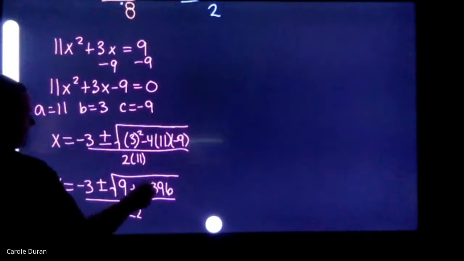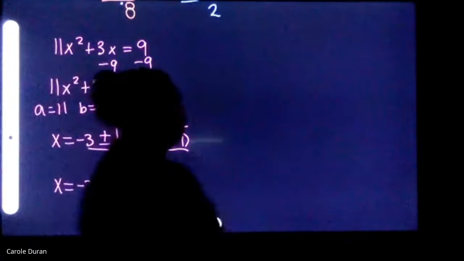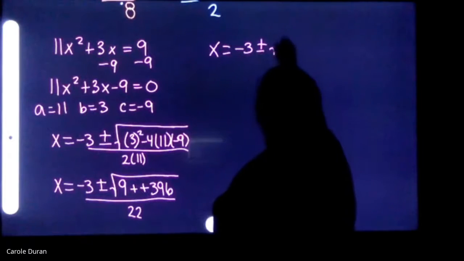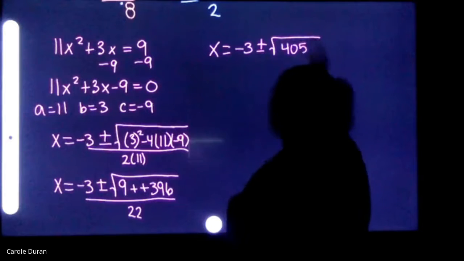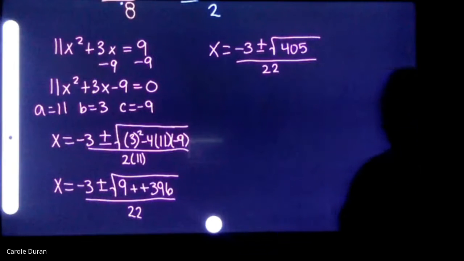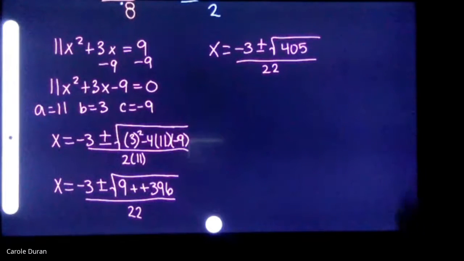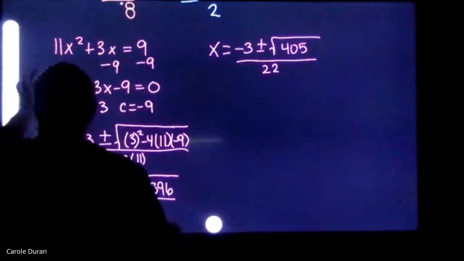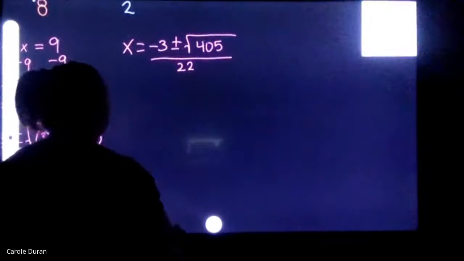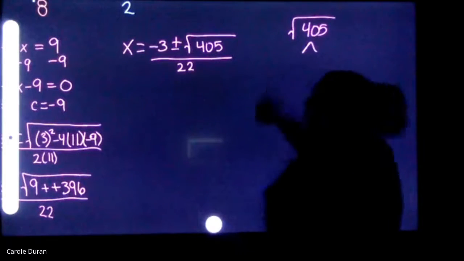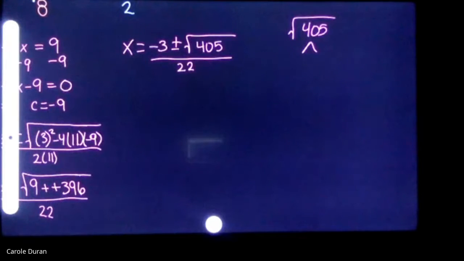A double negative becomes positive, which means I can go ahead and simplify what's inside that square root right now. When I do, I get x equals negative 3 plus or minus the square root of 405, because 9 plus 396 is 405, all over 22. Just like before, I need to see if I can simplify that radical 405. I go ahead and I do that work over here, just off to the side. 405 is not even, so I can't take a 2 out, so I need to find something else.